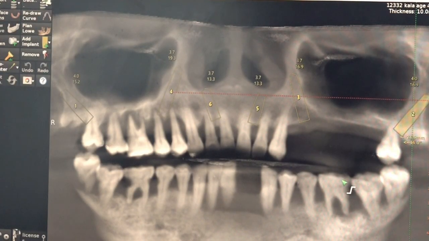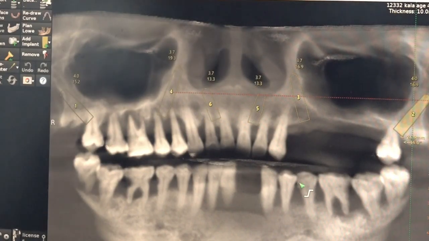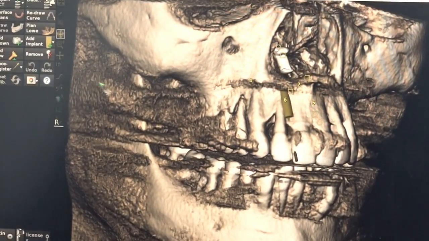Now we are planning for upper full mouth for this completely periodontally involved patient. 6 implants: 2 pterygoids and 4 implants on the premaxilla, 2 tilted and 2 axial. First we will see the reformatted image.